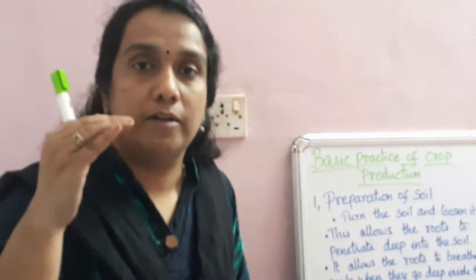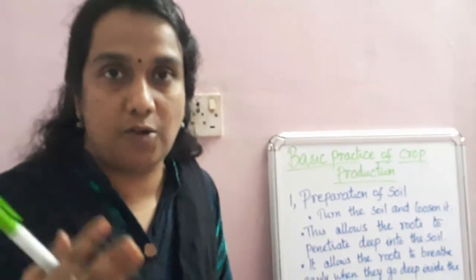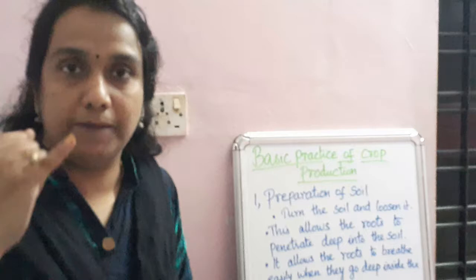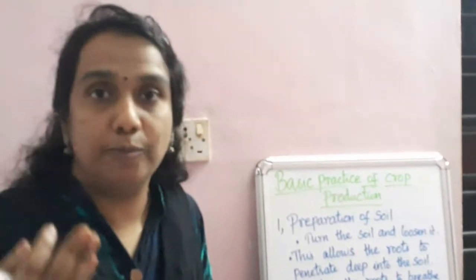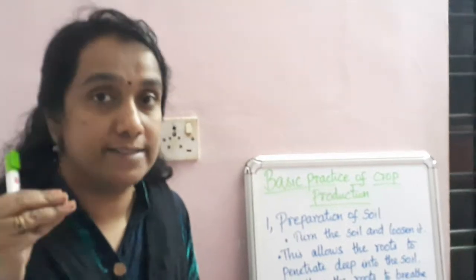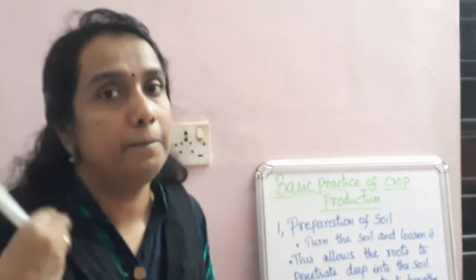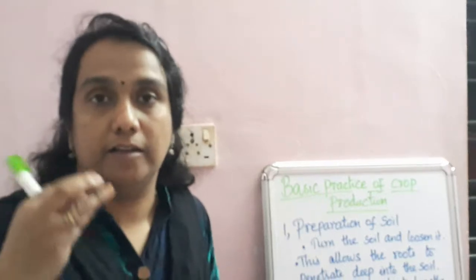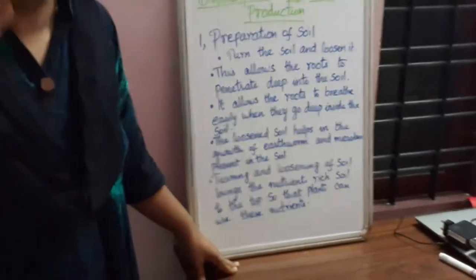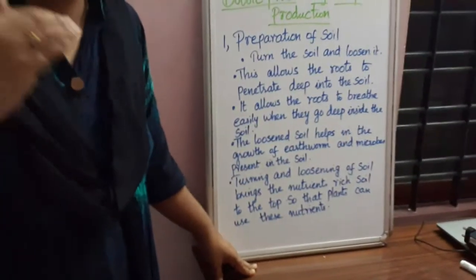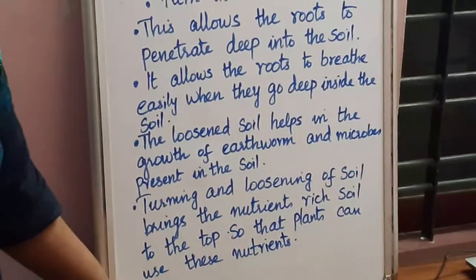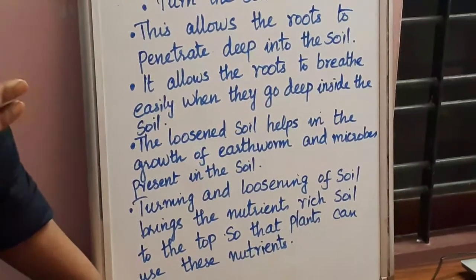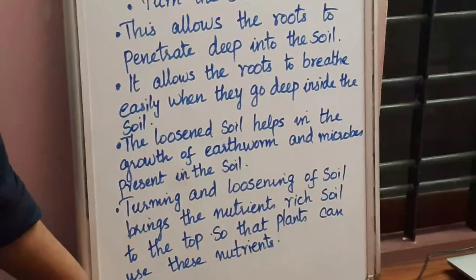So by tilling or loosening the soil, the soil will get air and water, and the microorganisms can live properly. If microorganisms are there, the soil will become more healthy. One more point is that by tilling the soil, the nutrients which are below will come upside and get mixed. So these are the benefits we get by loosening the soil.